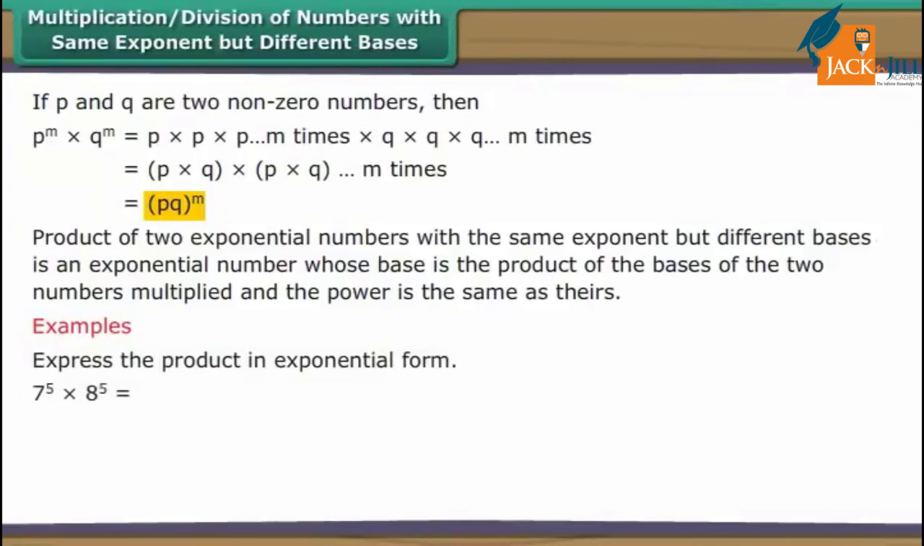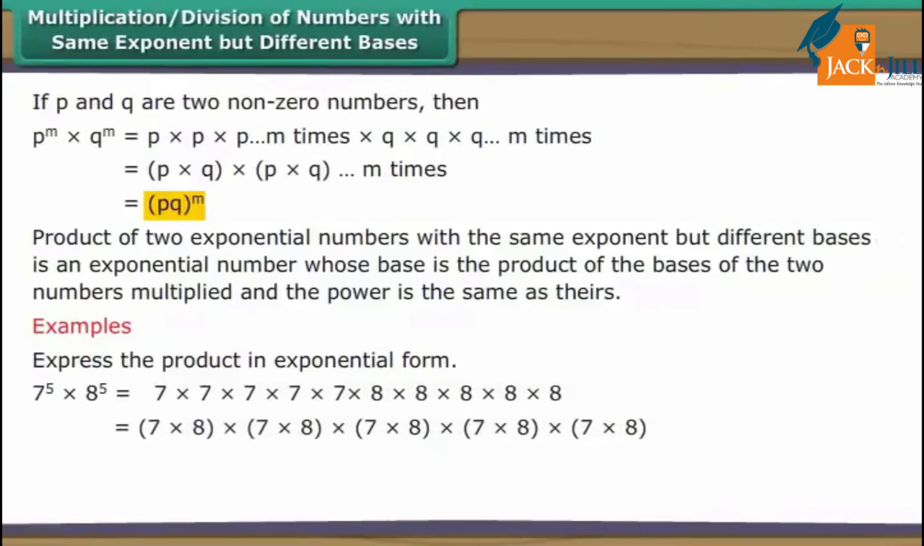7 raised to the power 5 into 8 raised to the power 5 is equal to 7 into 7 into 7 into 7 into 7 into 8 into 8 into 8 into 8 into 8, which equals 7 into 8 into 7 into 8 into 7 into 8 into 7 into 8 into 7 into 8, which is equal to (7 into 8) raised to the power 5, which equals 56 raised to the power 5.